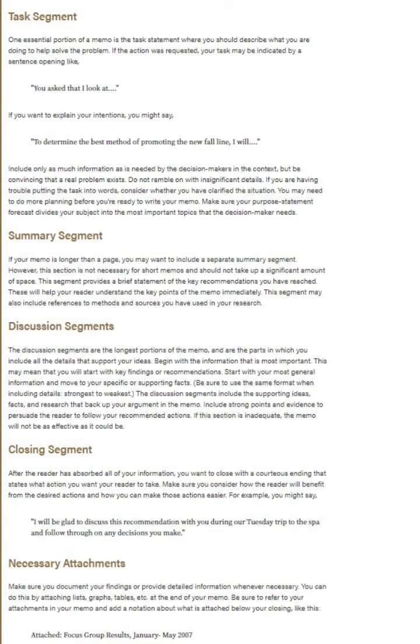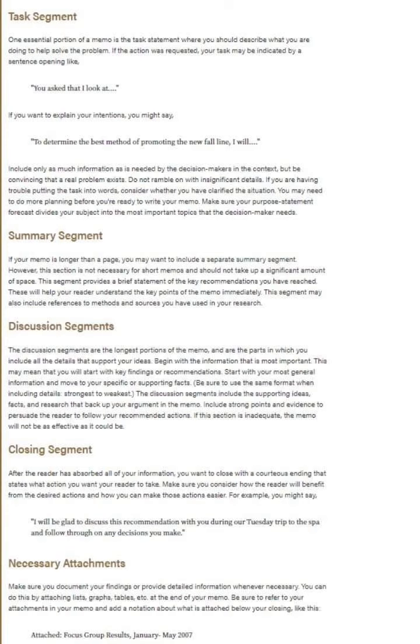Discussion segments. The discussion segments are the longest portions of the memo and are the parts in which you include all the details that support your ideas. Begin with the information that is most important. This may mean that you start with key findings or recommendations. Start with your most general information and move to your specific or supporting facts. Be sure to use the same format when including details, strongest to weakest.